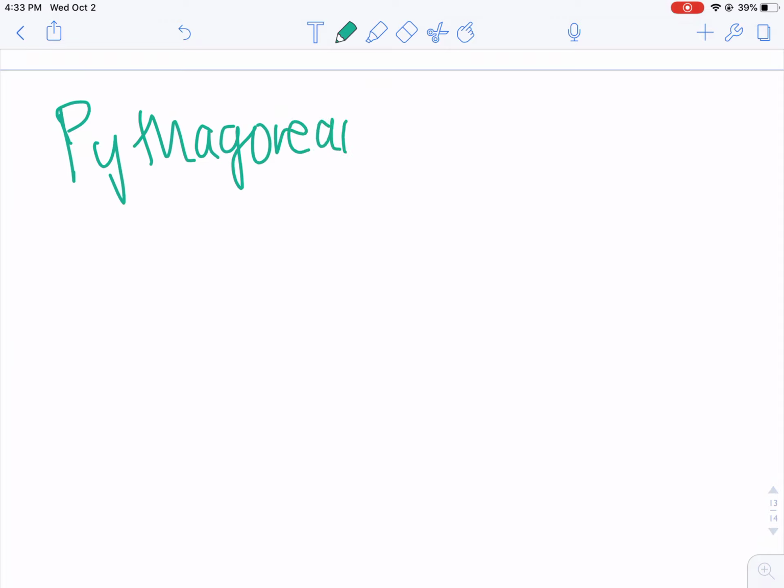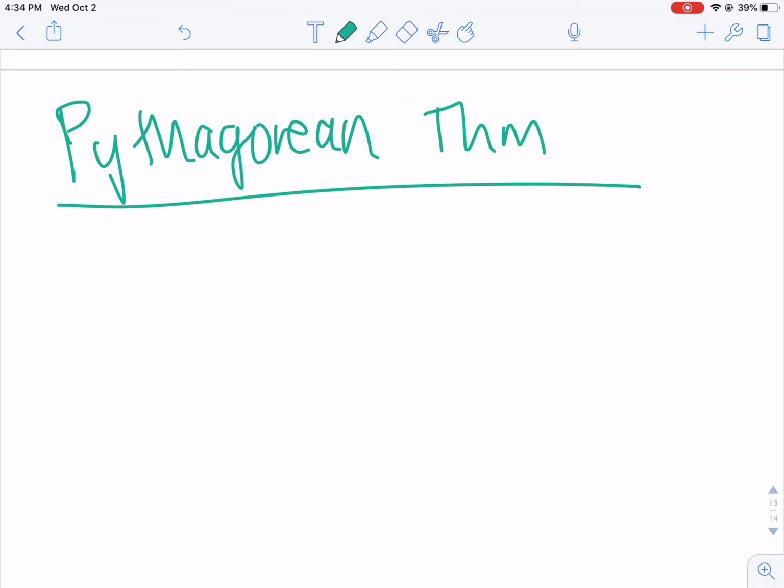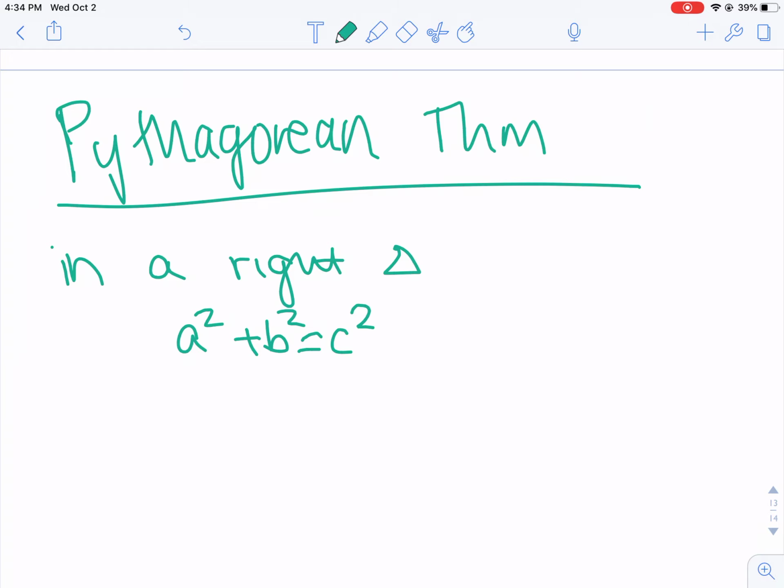All right, last thing is we're going to do the Pythagorean theorem. And I know you guys love the Pythagorean theorem so much. And if you've ever seen The Wizard of Oz, the Tin Man actually messes up the Pythagorean theorem, in case you wondered. So it says in a right triangle, and it has to be a right triangle, not just any triangle, a squared plus b squared equals c squared. Okay?